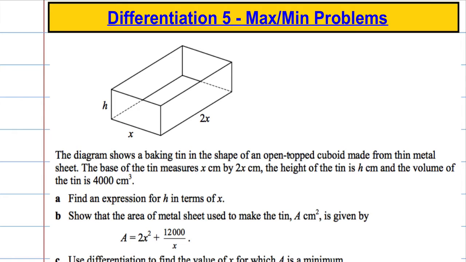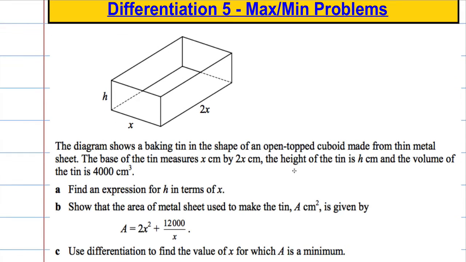The diagram shows a baking tin in the shape of an open-topped cuboid made from a thin metal sheet. The base of the tin measures x by 2x centimeters. The height of the tin is h centimeters, and the volume of the tin is 4,000 cubic centimeters. Part A is to find an expression for h in terms of x.